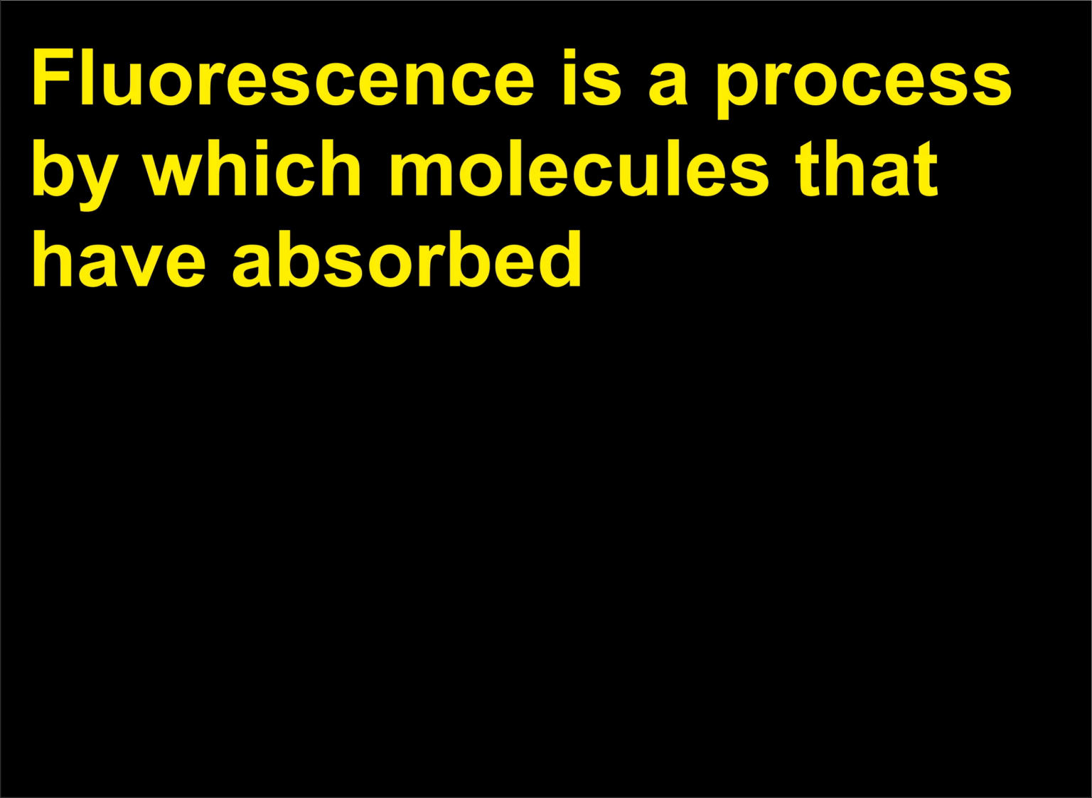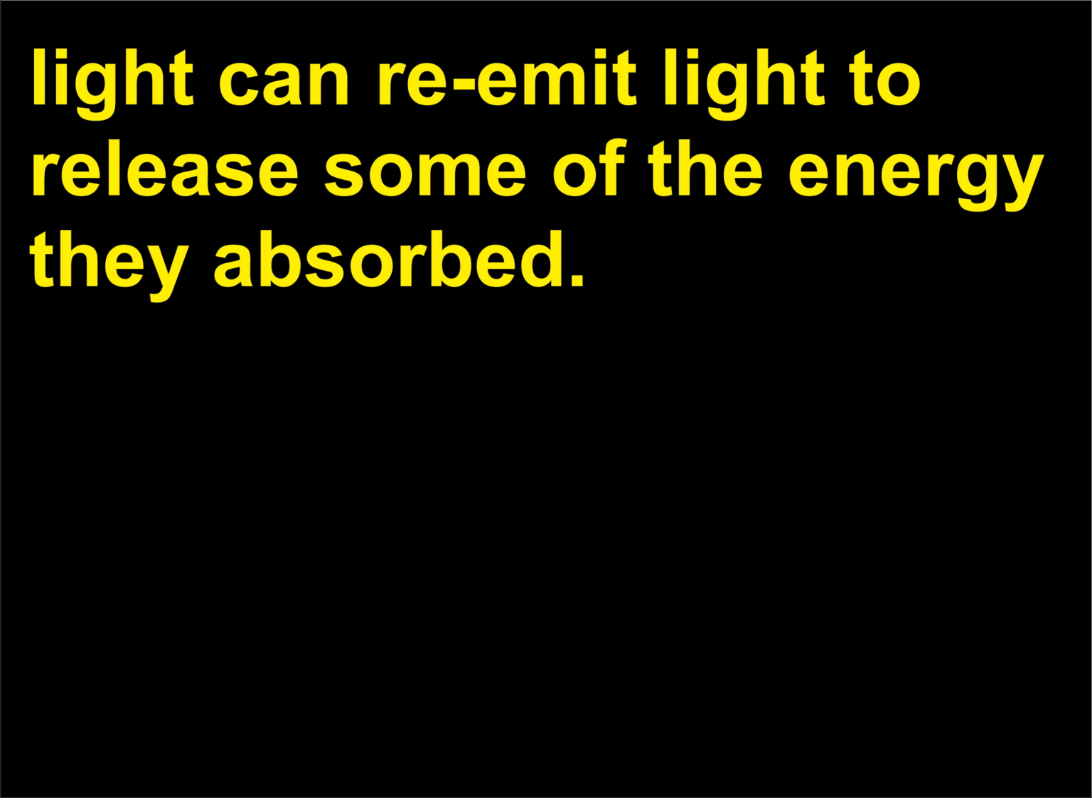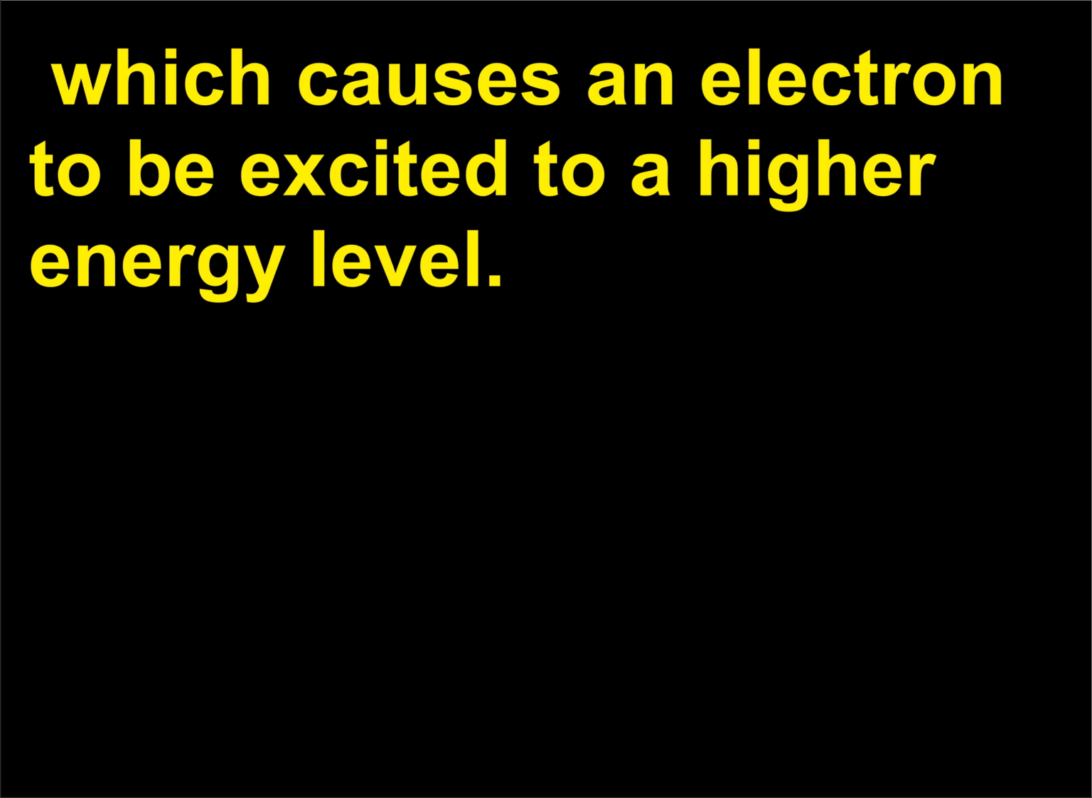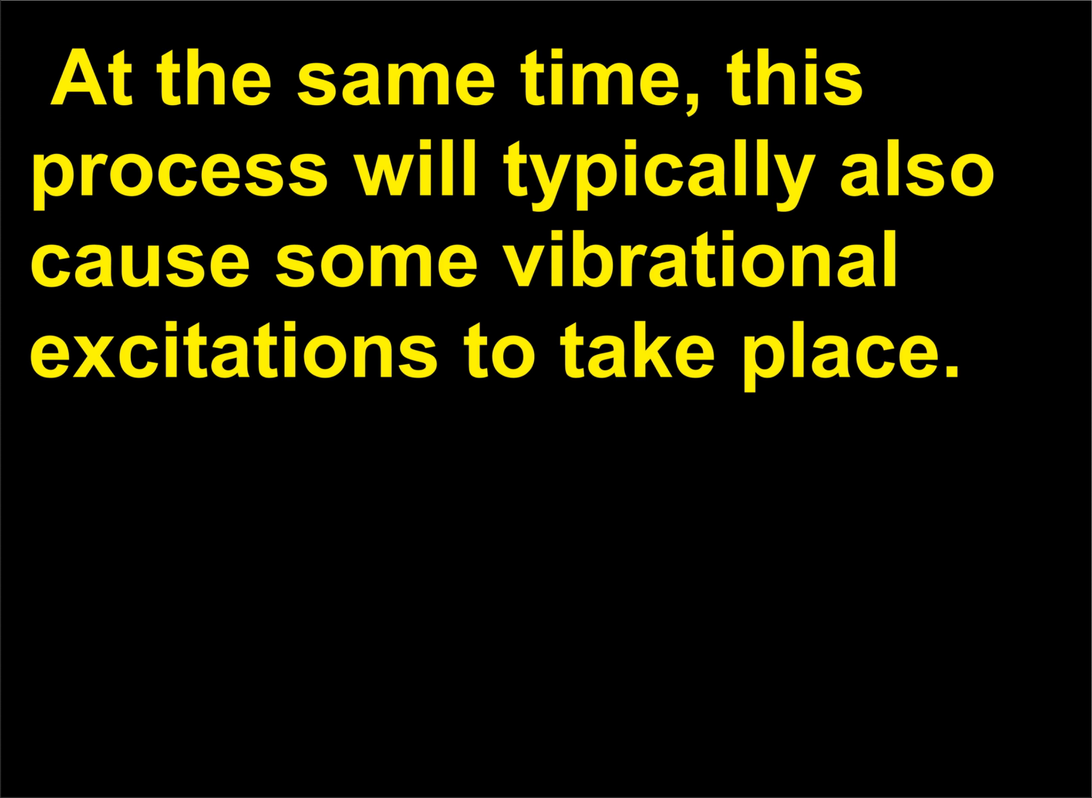Fluorescence is a process by which molecules that have absorbed light can re-emit light to release some of the energy they absorbed. For fluorescence to take place, a molecule must first absorb a photon of light, which causes an electron to be excited to a higher energy level. At the same time, this process will typically also cause some vibrational excitations to take place.